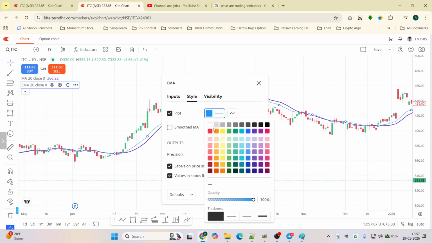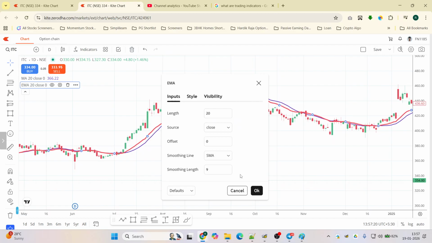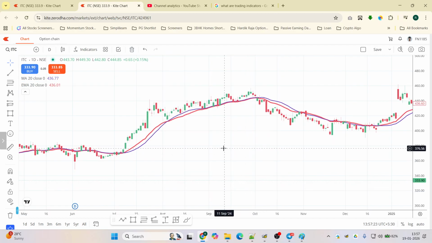I'm choosing a different color, say red, or maybe some dark, okay, we'll go with pink. I'm choosing the third thickness level. So guys, can you see the purple is the simple moving average. The formula and all you don't need to know, guys. Just for now, remember that the only difference between a simple moving average and an exponential moving average is because of the weightage that is added to the number of candles.